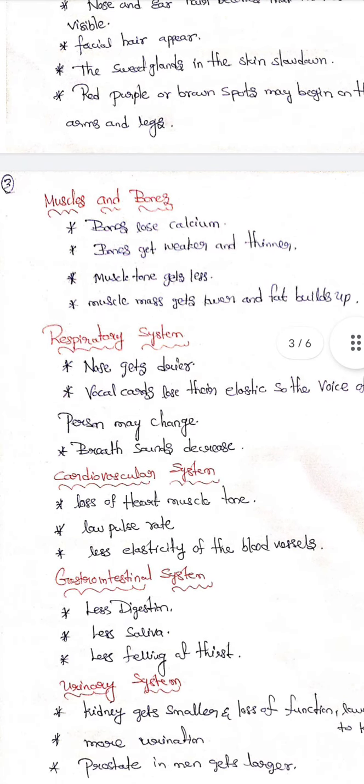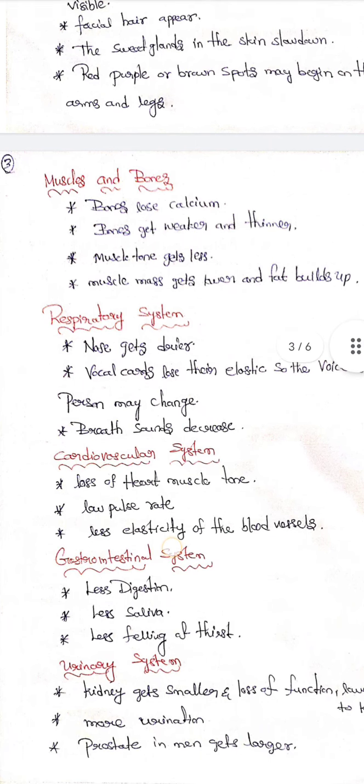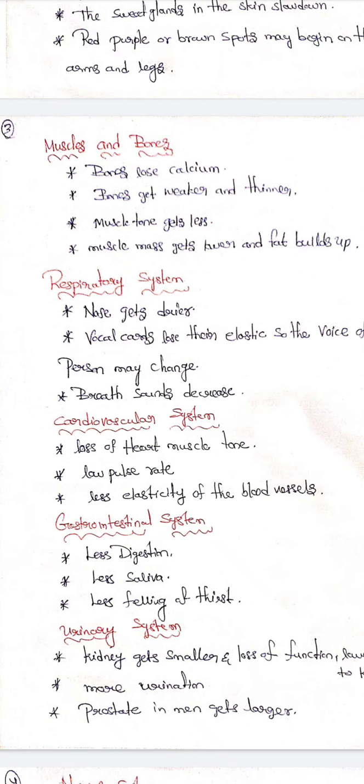Next, we will see the changes in the muscles and bones of aged people. Bones lose calcium. They will have less calcium levels, so they are prone to more fractures. Next, bones get weaker and thinner, because of the low calcium level they get weak and thin bones.